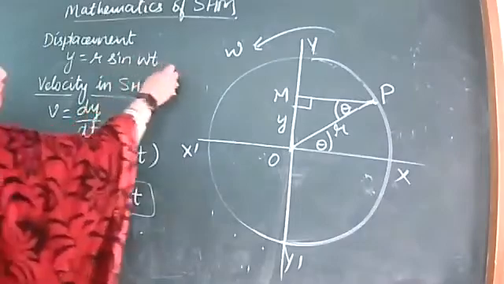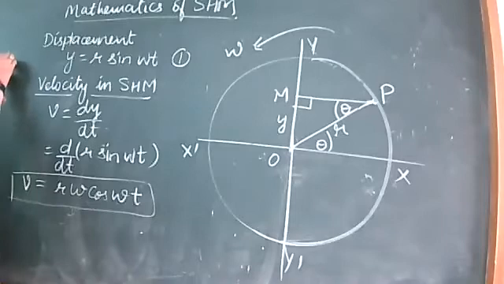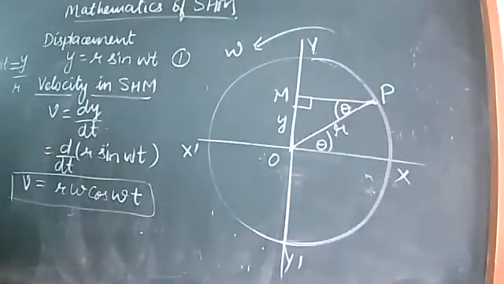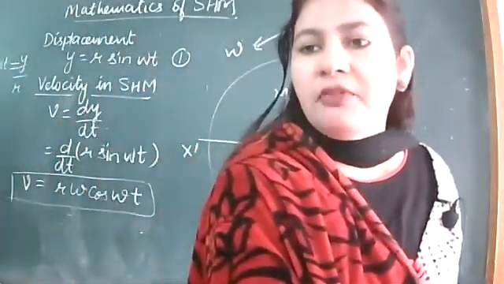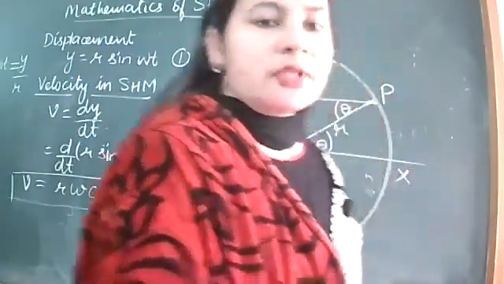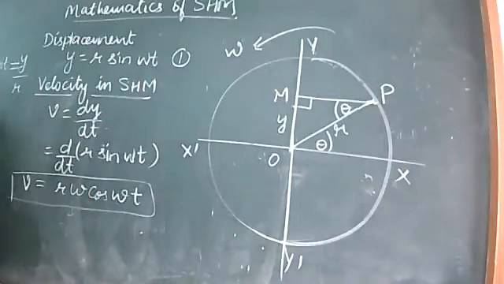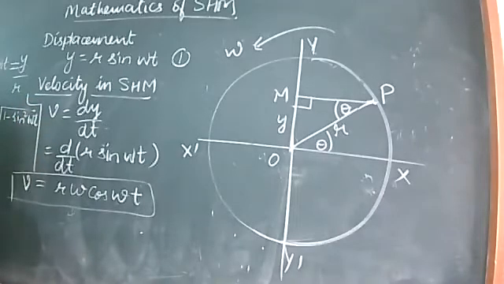So from equation number 1, how can we write sine omega t? It can be written as y by r. Sine omega t can be written as y upon r. From here we can calculate cos, using the identity sin square plus cos square theta equal to 1. So cos is under root 1 minus sin square omega t.